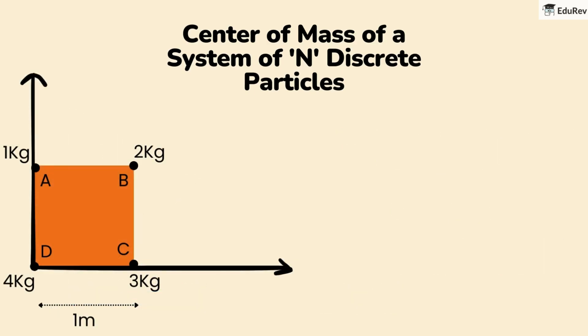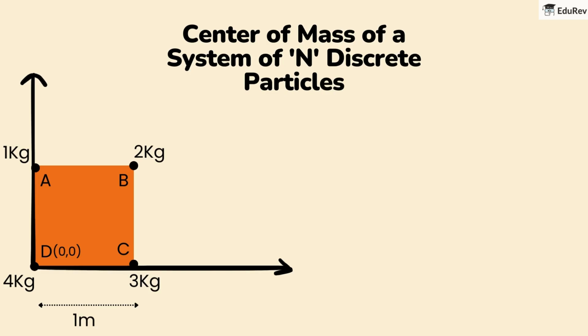Let's look at an example to understand this. Four particles with masses 1 kg, 2 kg, 3 kg, and 4 kg are placed at the four vertices A, B, C, and D of a square with side length 1 meter. Find the position of the center of mass of the particles. Let's set up our coordinate system. Assume D as the origin, 0, 0. DC as the x-axis. DA as the y-axis.